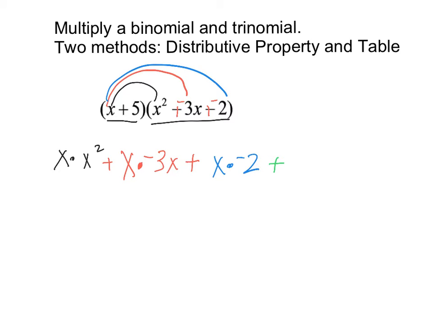Now I need to go to the second term, second times first, 5 times x squared, plus second times second, 5 times -3x. I need another color. Oh, that was interesting.